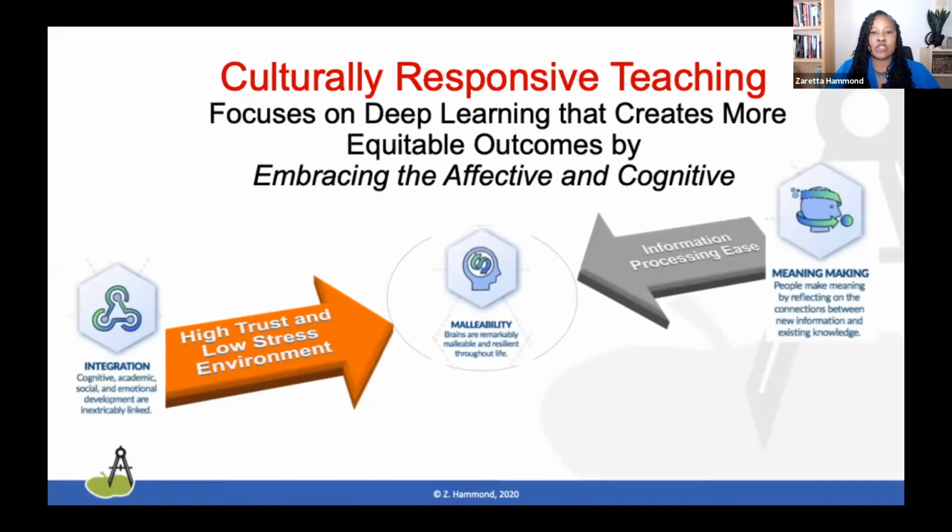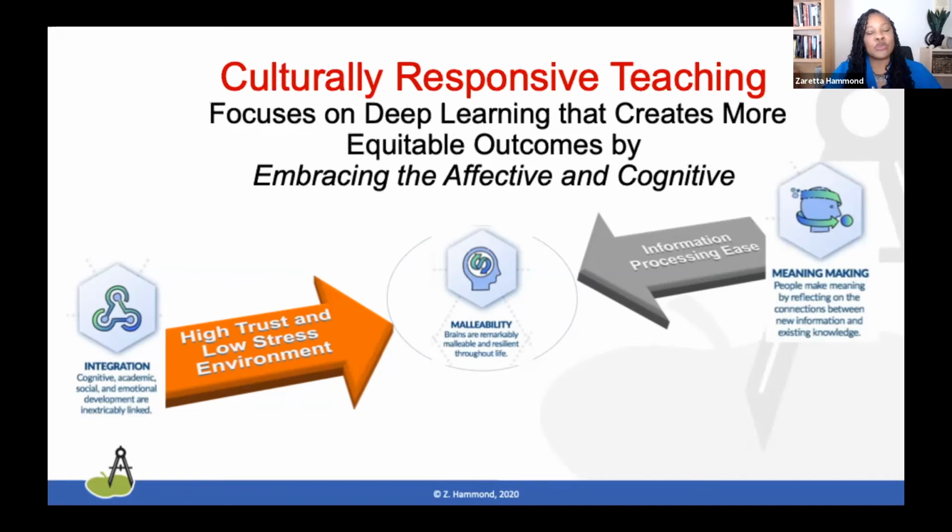Well, the science of teaching, which has 8 wonderful areas, I've just kind of plotted 3 of them on there. You can see the social and emotional dimensions of cognition are interrelated. You have to have a high trust, low stress environment, because you're going to want students to actually engage in information processing that leads to meaning making. So here's the thing that's so important.